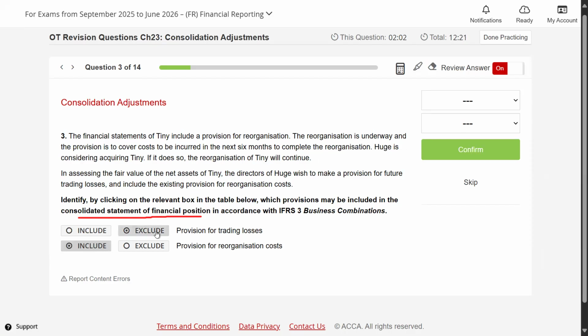I hope this one makes sense, that the reorganization cost is included because the reorganization is already underway, and this has got nothing to do with the acquisition of Tiny. If they acquire Tiny, they will reorganize. If they do not acquire Tiny, they will still carry on their reorganization. And the trading losses haven't taken place. So when they take place, we will consider their provision. Okay. So I hope this is clear.